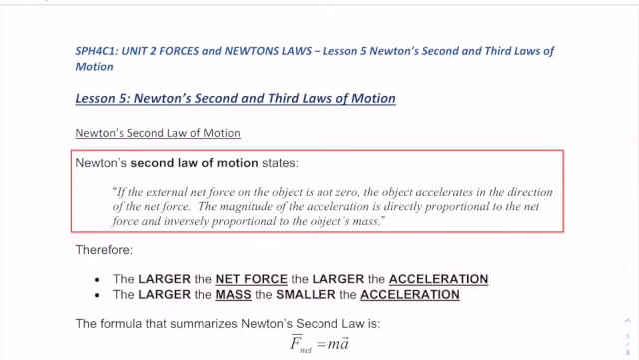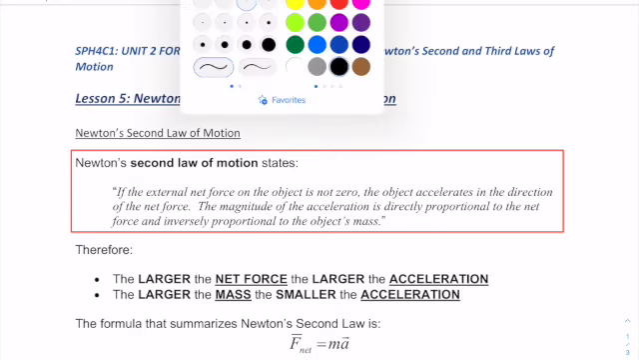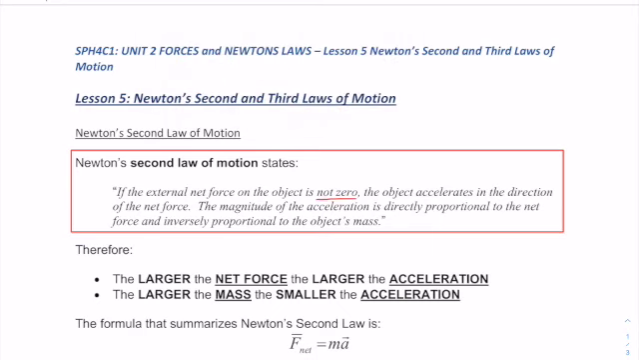Lesson 5, Newton's second and third laws of motion. Newton's second law of motion. If the net external force on an object is not zero, then the object accelerates in the direction of that net force. The magnitude of the acceleration is directly proportional to the net force and inversely proportional to the object's mass.